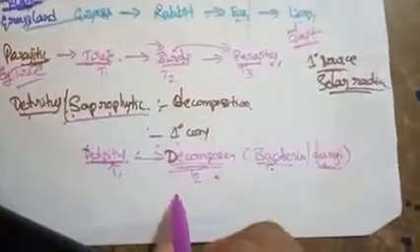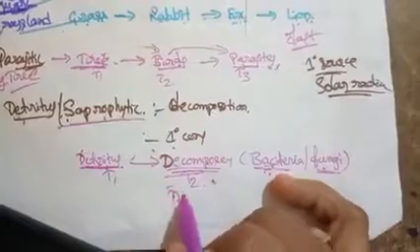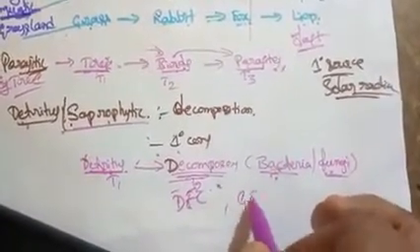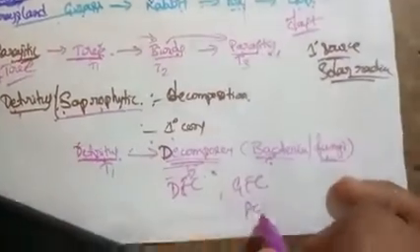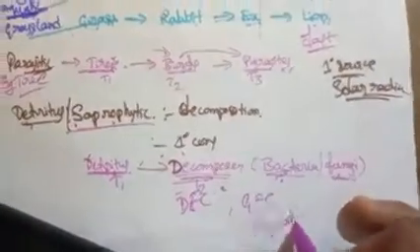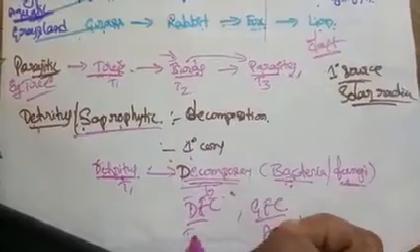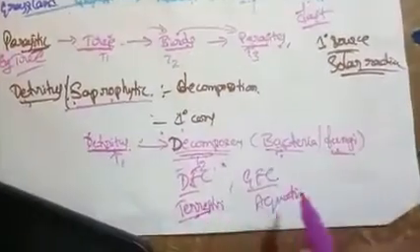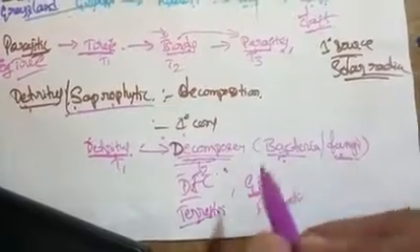So in terrestrial ecosystem DFC is considered as a major source. In aquatic ecosystem GFC is considered. So aquatically GFC, terrestrially DFC. Detritus means terrestrial, remember; aquatic means GFC, remember.